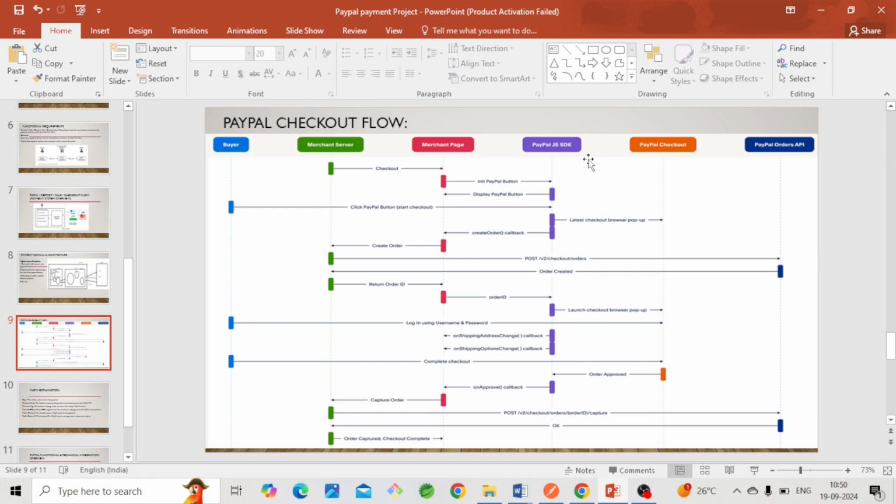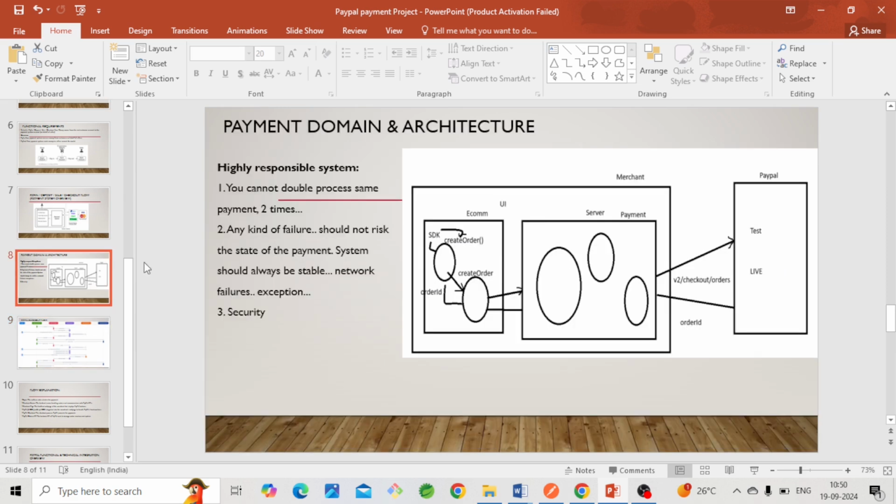This PayPal JavaScript SDK is integrated into the merchant web page to handle the PayPal functionalities. So what is the merchant web page? It is the page associated with the e-commerce site, and the SDK is integrated with it to handle the PayPal functionalities.